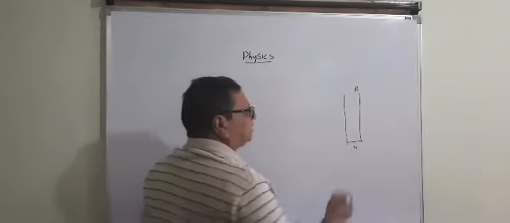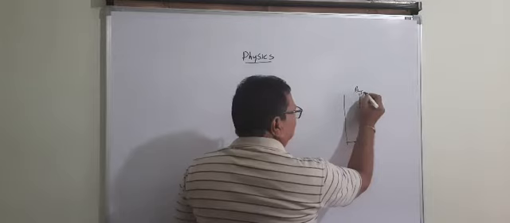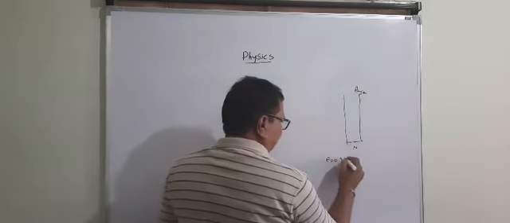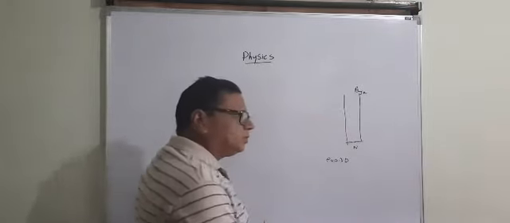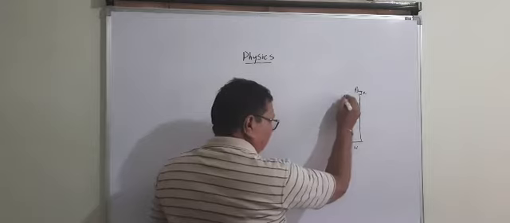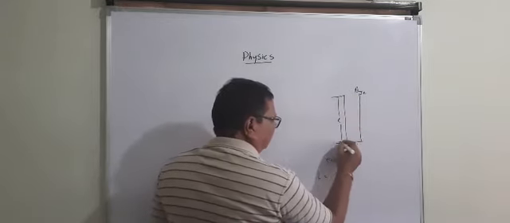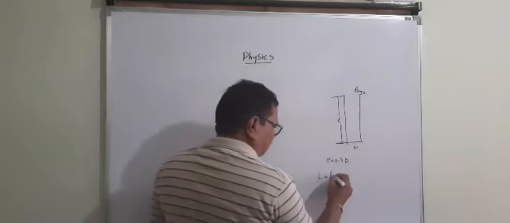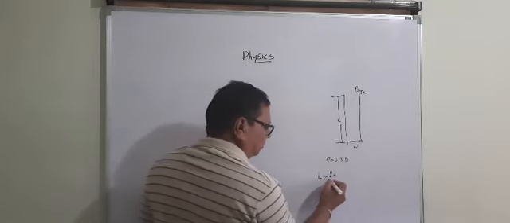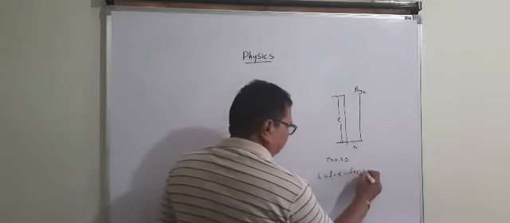Antinode does not form exactly at the open end but slightly above it. So this is called end correction e. End correction e is equal to 0.3 times D. The corrected length for closed pipe: if small l be the length of air column, then capital L, that is the corrected length, is equal to small l plus e, which is equal to small l plus 0.3D.